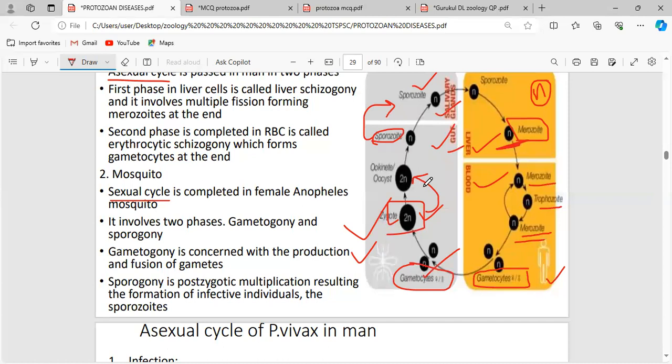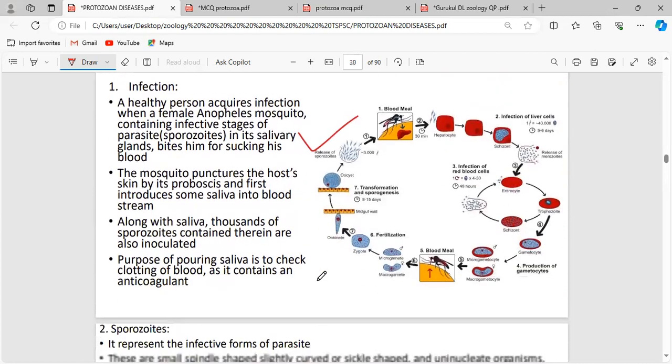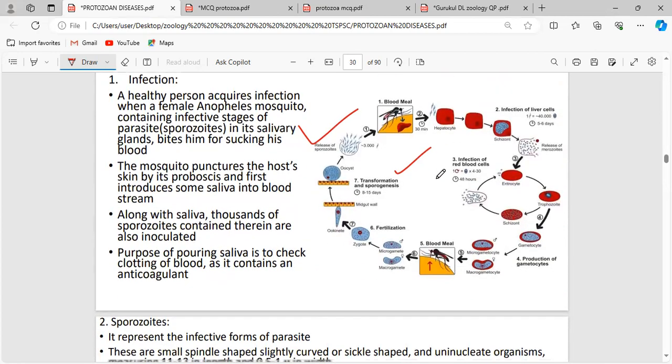Now this oocyst is converted into the sporozoites, and these sporozoites enter into the salivary glands. Now it is ready to cause the infection and to complete its asexual reproduction when it reaches the human. Okay, this is the simple explanation of the malarial parasite. Clear? Fine. The same thing has been repeated, a little more elaborately here.